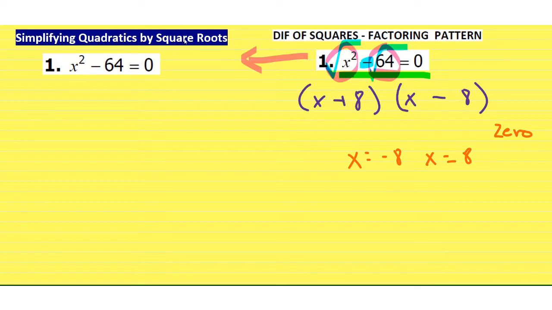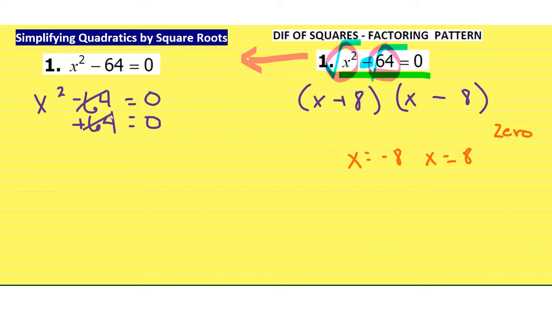So we're going to use simplifying quadratics by square roots. On this side, we can write x squared minus 64 is equal to 0, but we are going to add the 64 to both sides. You actually might call this just using order of operations to solve it. The textbooks call it simplifying it by square roots, but it also is simply using order of operations to isolate the x and find out what the x is equal to.